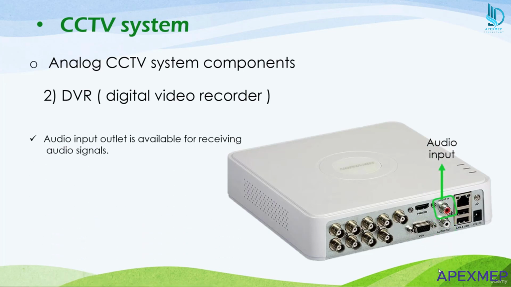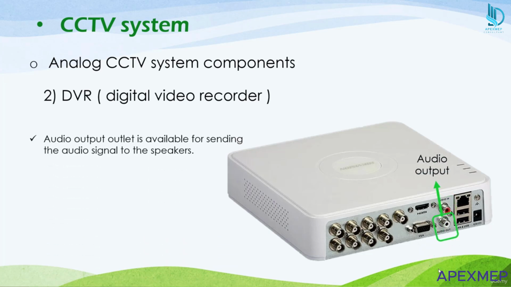This is because the DVR system is not recording just the visual signal, or just the videos, but it may also record the audio as an input from a microphone or from a camera, as some types of cameras have a built-in microphone for recording the audio as well as the video. So this input audio outlet here is used in the DVR device to record the audio signal. In the same way we have the audio output outlet, and this audio output outlet is used to play the audio signal on a speaker, for example. So a speaker may be connected to the DVR to play the recorded input audio.